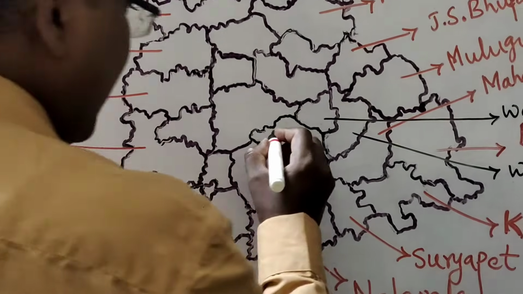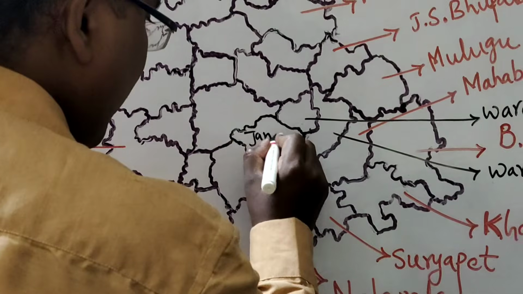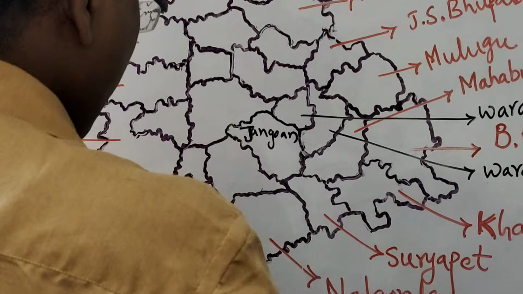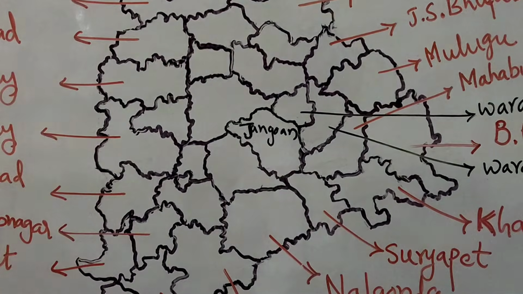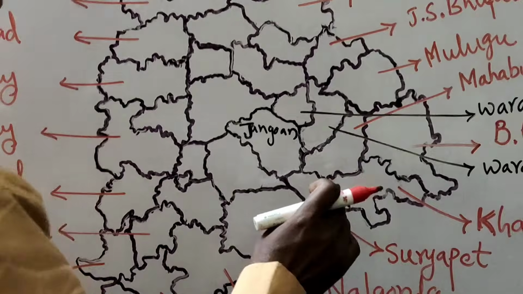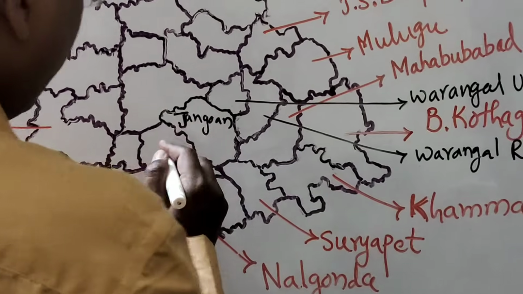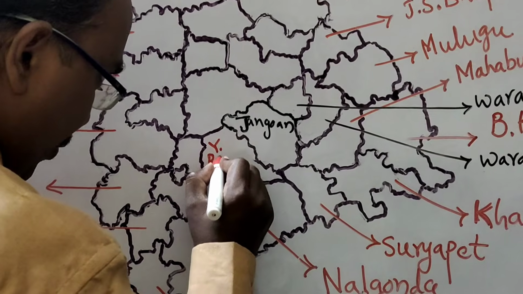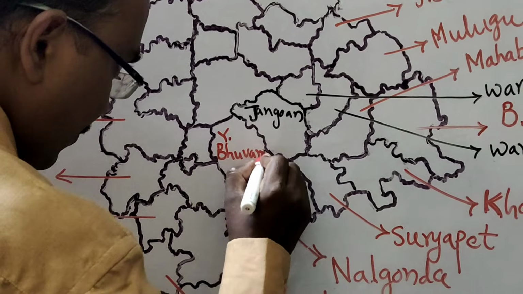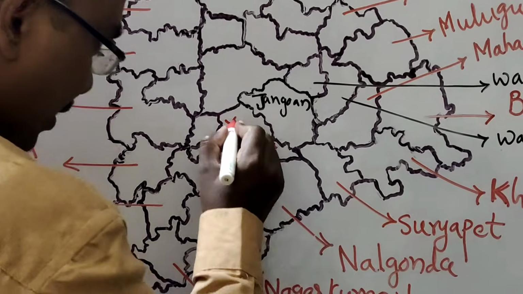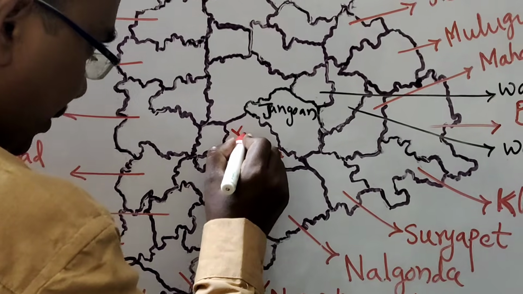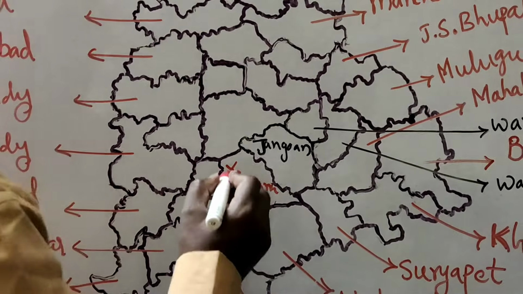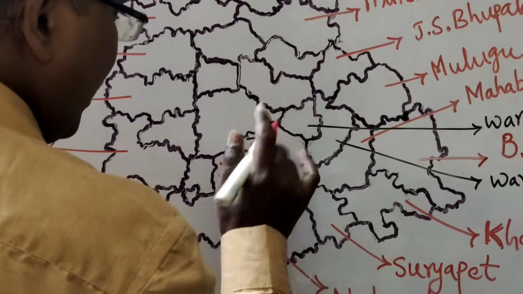Next to this is Jangaon district. And after Jangaon we have Bhuvanagiri district. It is named after the Yadagiri temple, so it is known as Yadadri Bhuvanagiri. This is Jangaon, I write it with a different color.